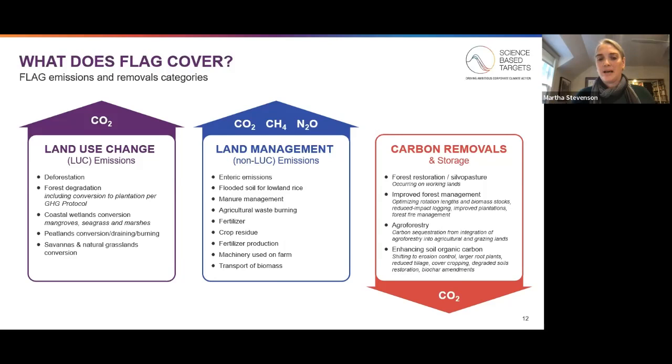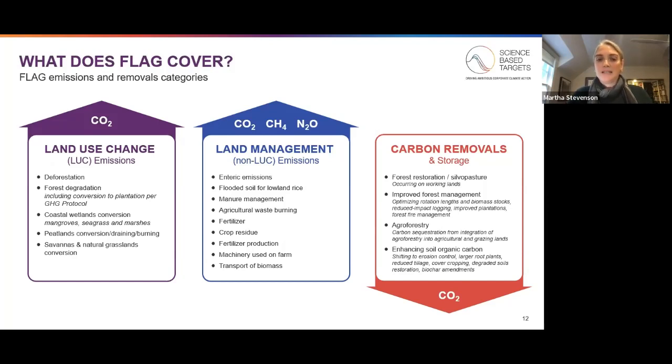So we also have included carbon removals within this model, but these are really only those removals that are engaged within the forestry and agriculture supply chains. So the types of activities we're looking at here are forest restoration and silvopasture, improved forest management, agroforestry systems, and also enhancing soil organic carbon and biochar.